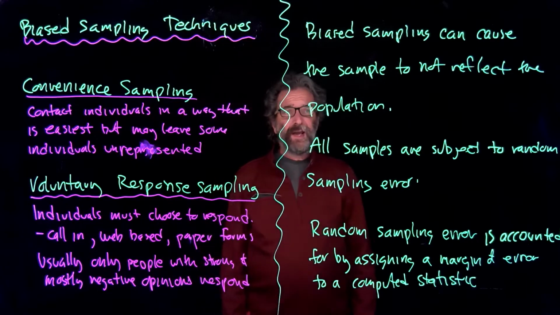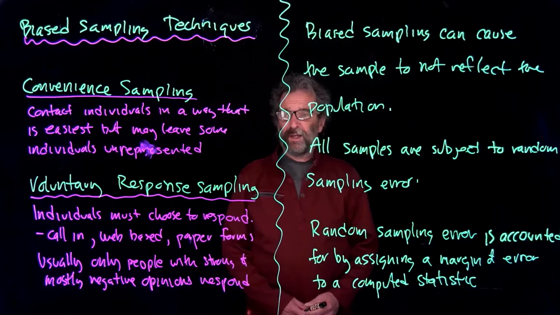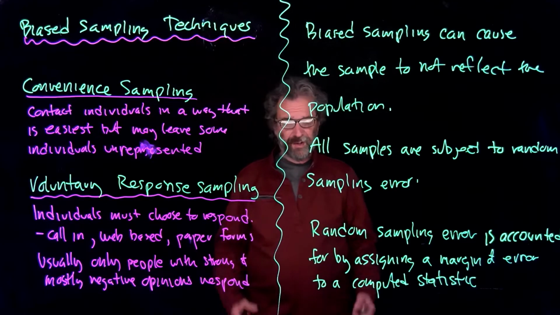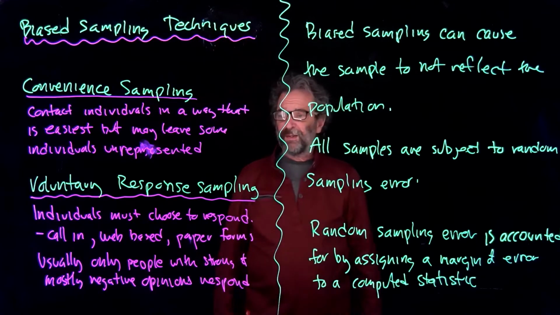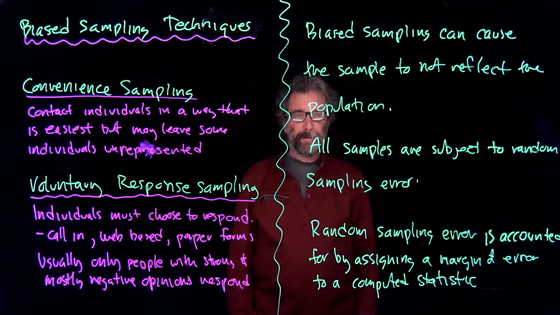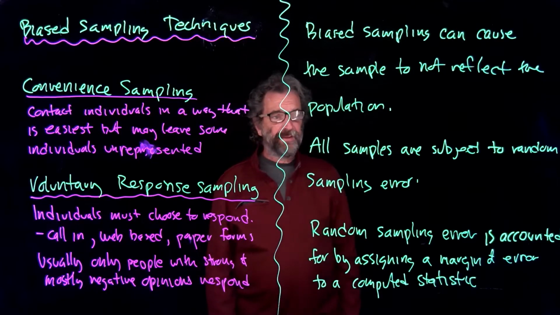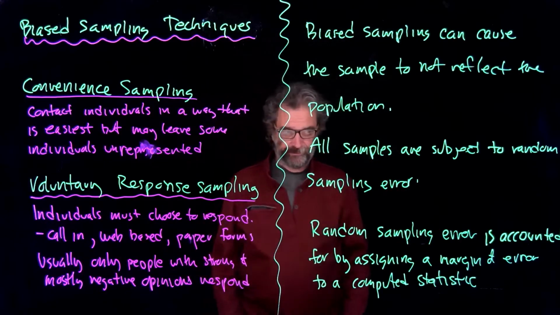So that's what bias does. It can cause the sample not to reflect the population. And we don't like that because we're trying to describe the population when we do sampling. And if the sampling technique doesn't give you a sample that represents the population, then the conclusions you draw about the population from this sample might be wrong. But beyond that, all samples are subject to what they call random sampling error.